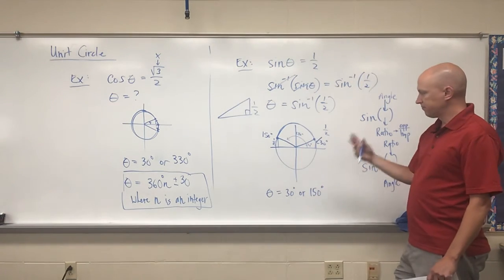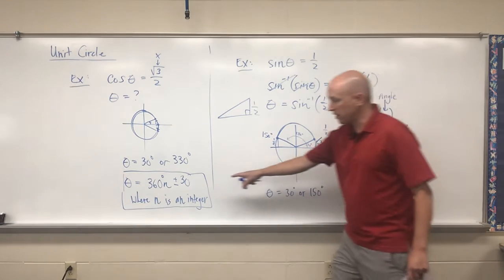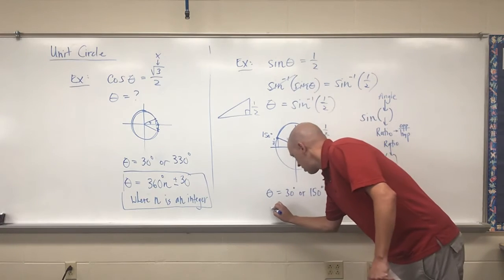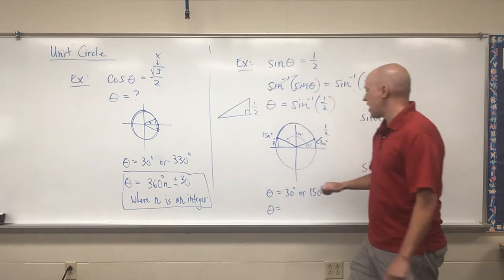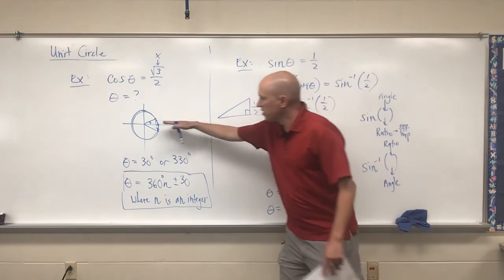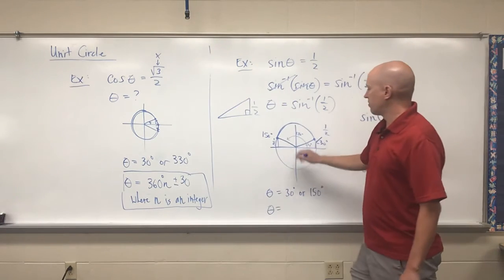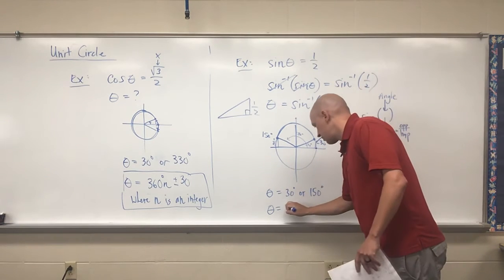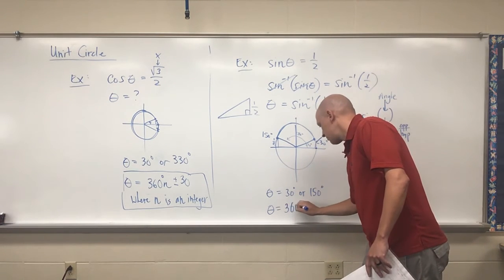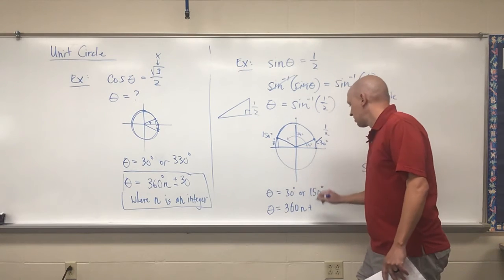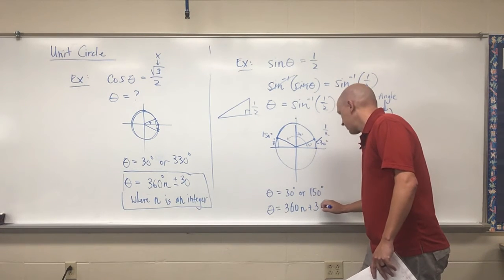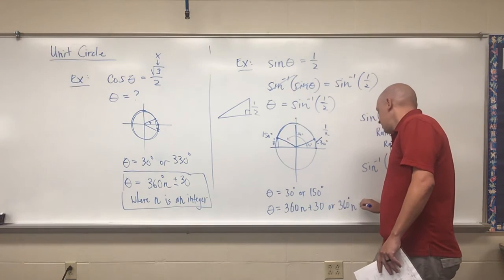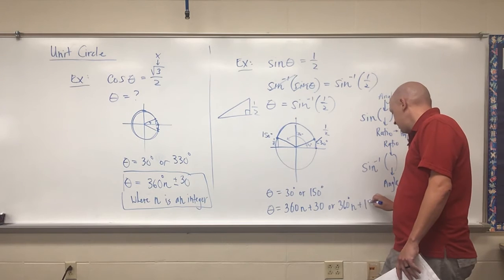Now, we got to write this. Remember, we want to write all the answers. Here's all the answers. We're going to write an answer that looks like that. So I'm going to have theta is equal to, let's think about how we can write this. Well, this one's not as nice, where it's going to go boom and boom isn't nice. We could probably do it up here, but I don't want to get us confused. Let's just say 360 degrees n plus 30 or 360 degrees n plus 150.